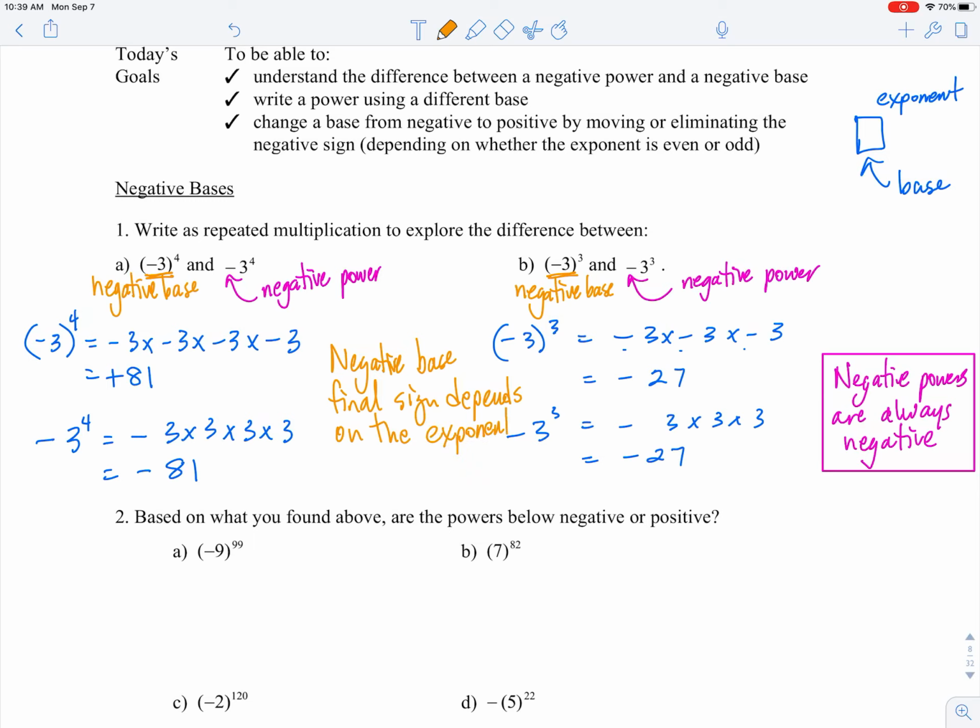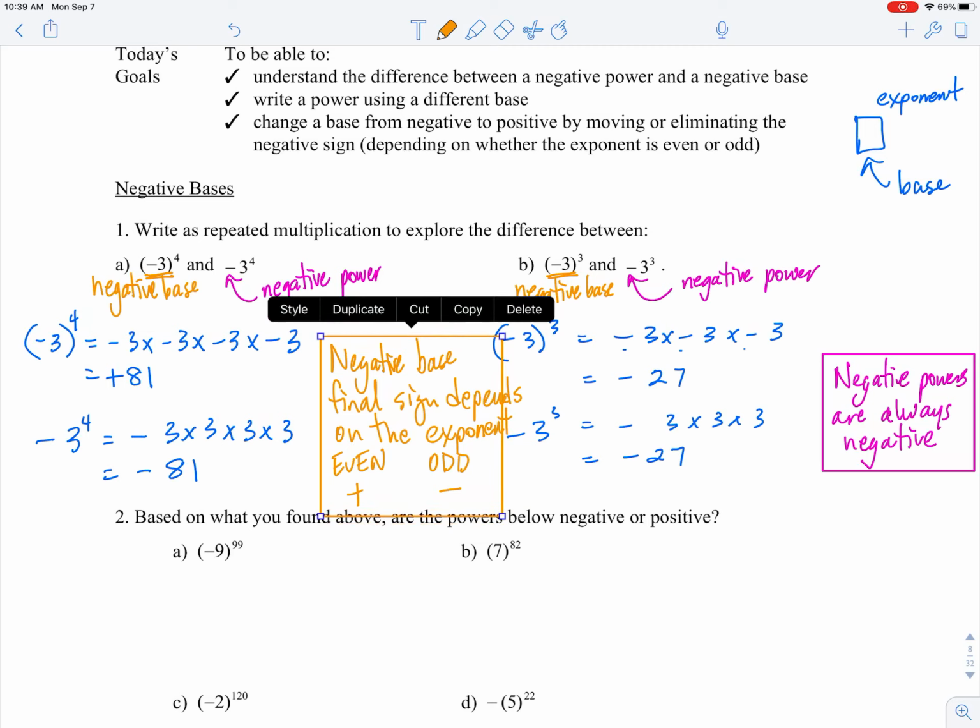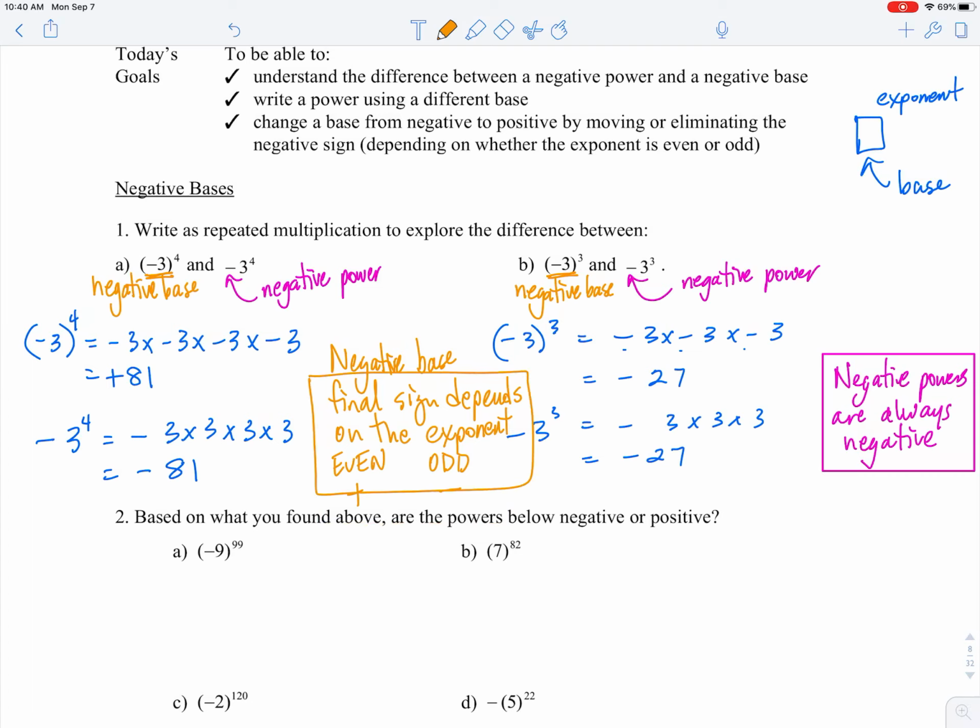And what it's going to depend on is whether the exponent is even. So here it was 4. If we have an even number of negatives, our final answer will be positive. But if we have an odd number of negatives, so we had to multiply it 3 times here, our final answer would be negative. So that's going to be our rule. Oh, darn. I made a square instead of a box. Let's make a box.